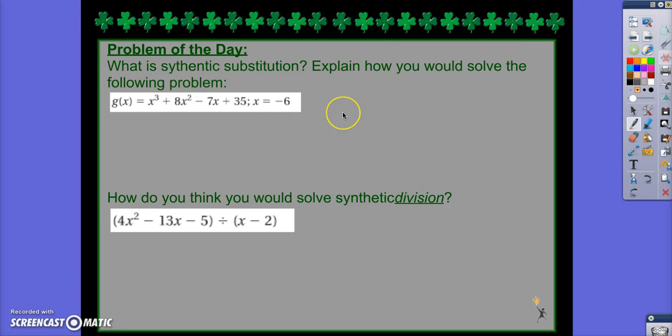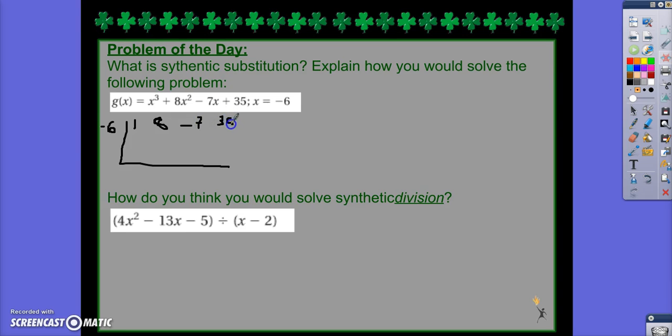So if you look at the problem of the day, it says, what is synthetic substitution? If you remember synthetic substitution, we'd have our little box, and whatever x equaled would go out front, and all the coefficients to the function would go in here. So you have x cubed, x squared, x, and a constant. So we're okay, we don't need any placeholders. So 1, 8, -7, and 35.